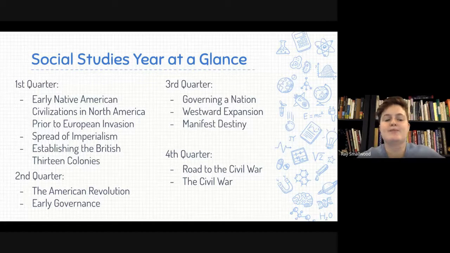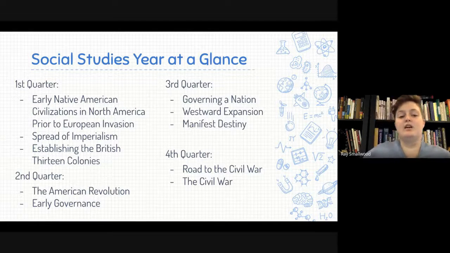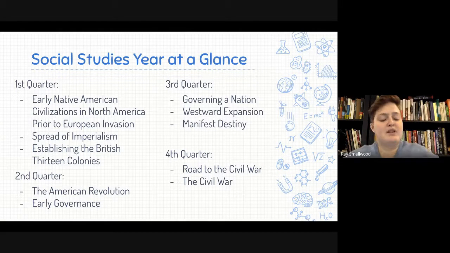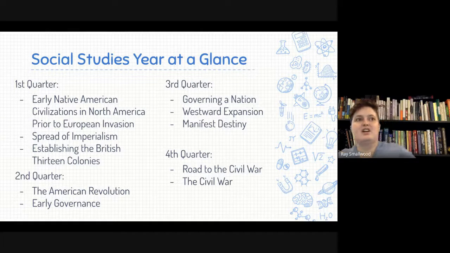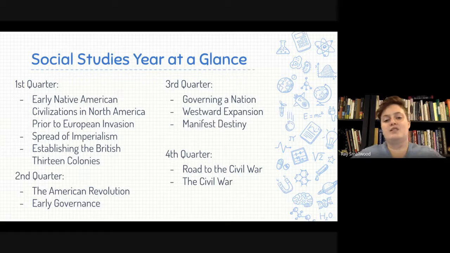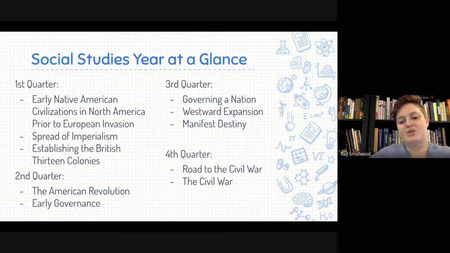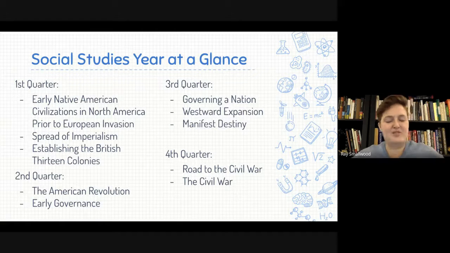So the social studies year at a glance. In the first quarter, we are looking at early Native American civilizations in North America prior to European invasion. After that, we'll move to the spread of imperialism and then the establishment of the British 13 colonies. In the second quarter, which is about mid-November, we'll look at the American Revolution and early governance of the country post-revolution. Then in the third quarter, we're getting into the early spring at that point, we'll look at governing a nation, westward expansion of the United States, and the idea of manifest destiny. Finally, in the fourth quarter, which is solidly the spring, we'll be looking at the road to the Civil War and the Civil War, hopefully a little bit of the Reconstruction era as well.